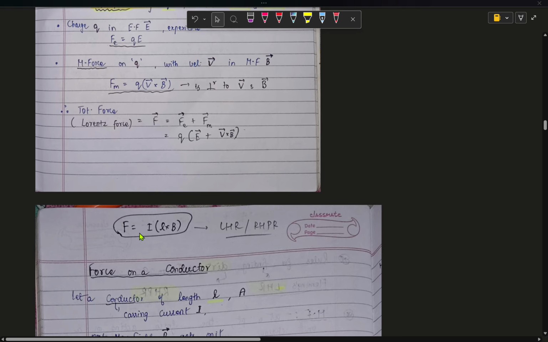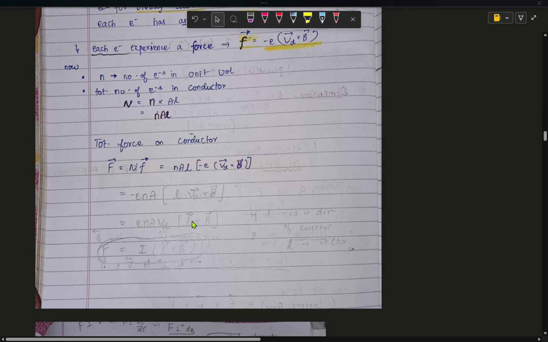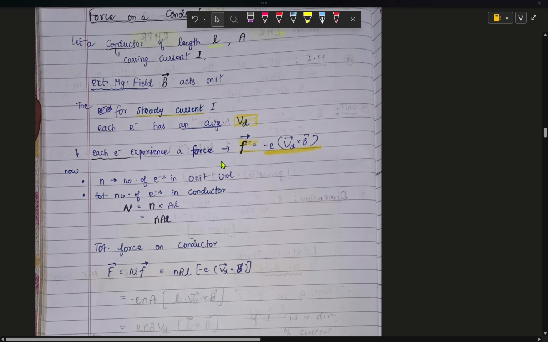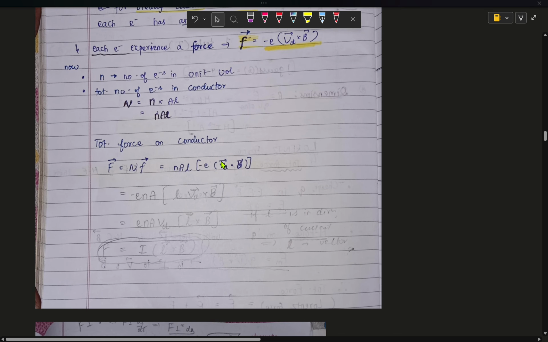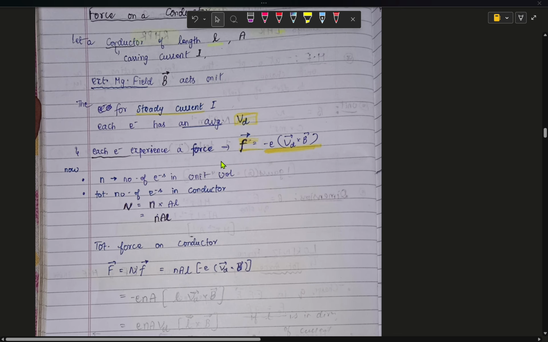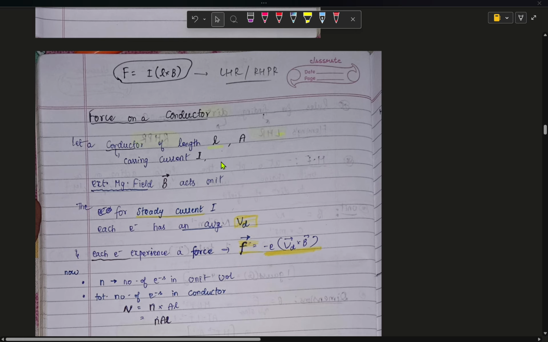Force is equal to ILB. This is also one of the important formulas. That derivation I have written over here. Derivation is not needed for any competitive examinations, but for NCERT, for board examination, you need to know.